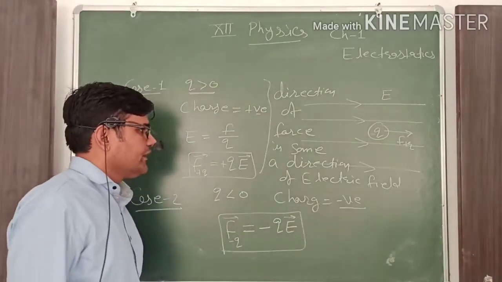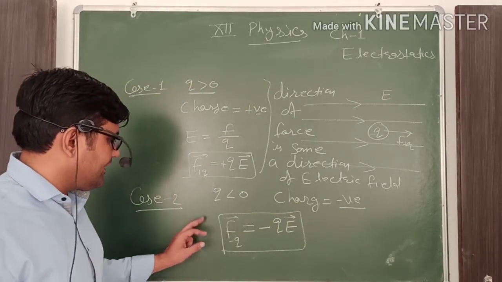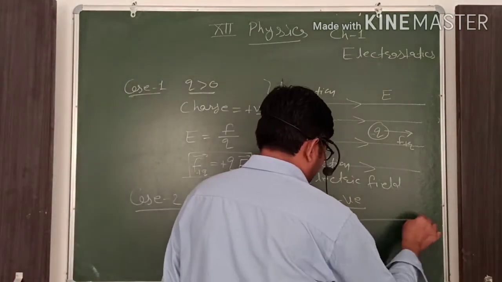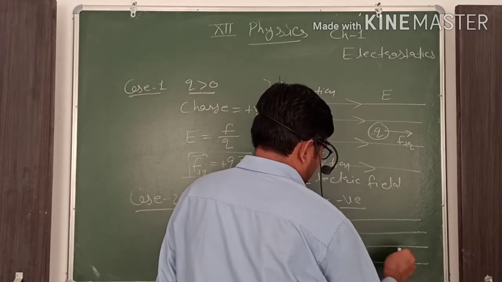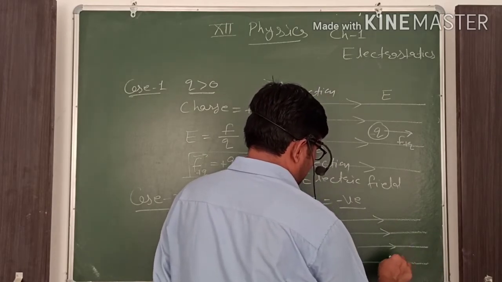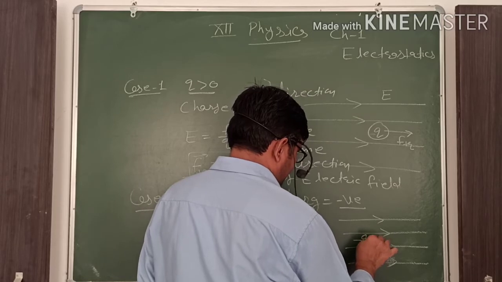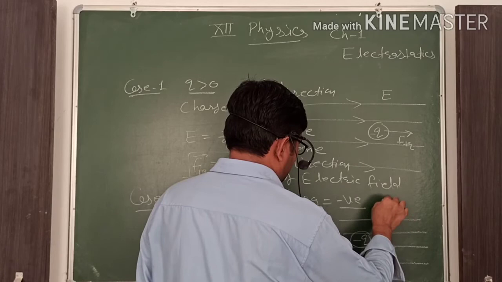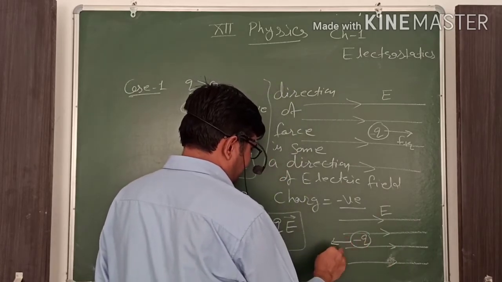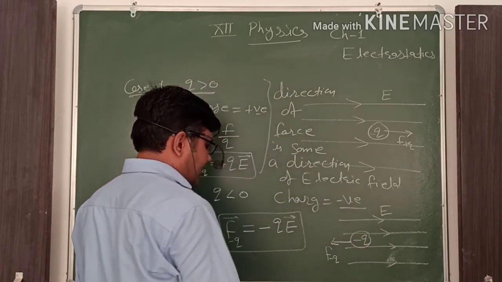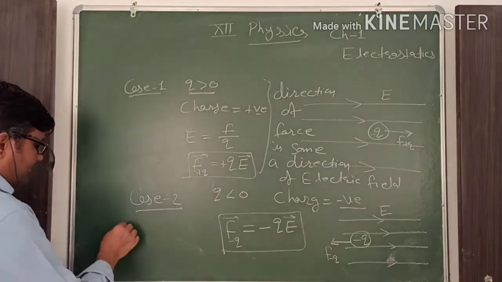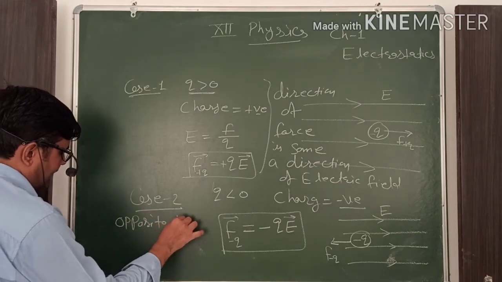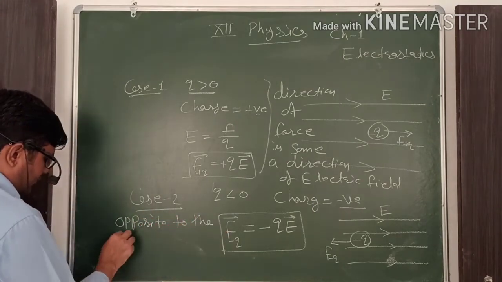Clear? Okay. Next we are moving on to the second case, when we place a negative charge into the electric field, and the direction of the electric field is this. We have placed a negative charge into that particular electric field, then the direction of the force is opposite to the direction of the electric field.